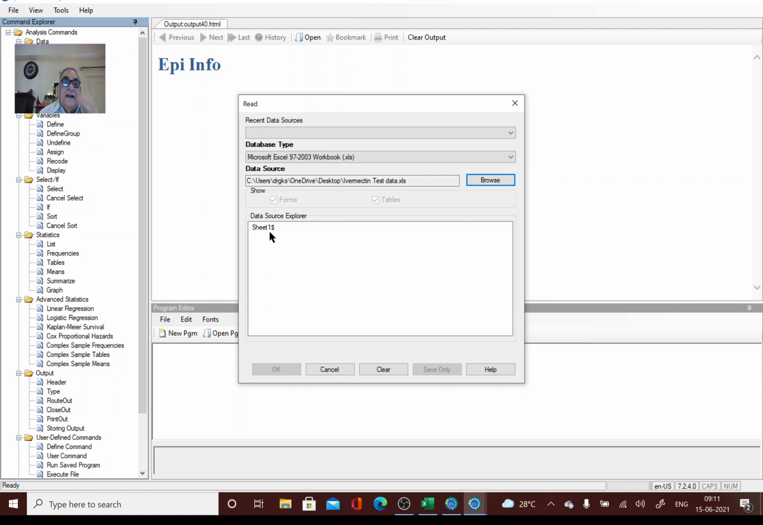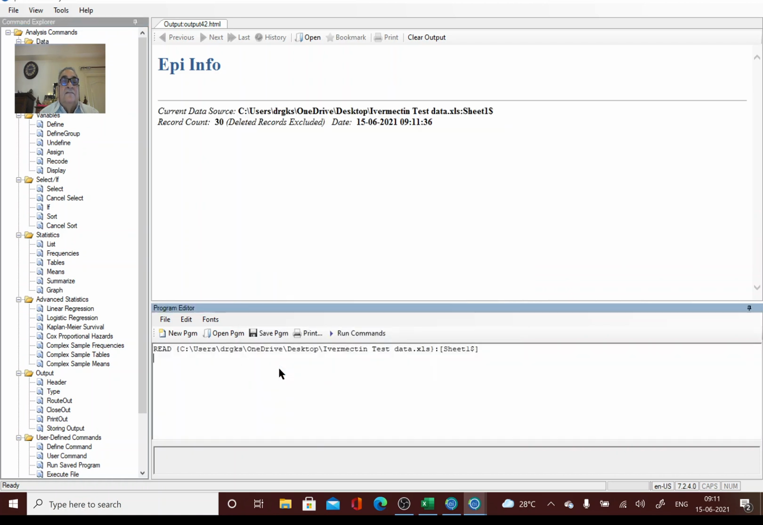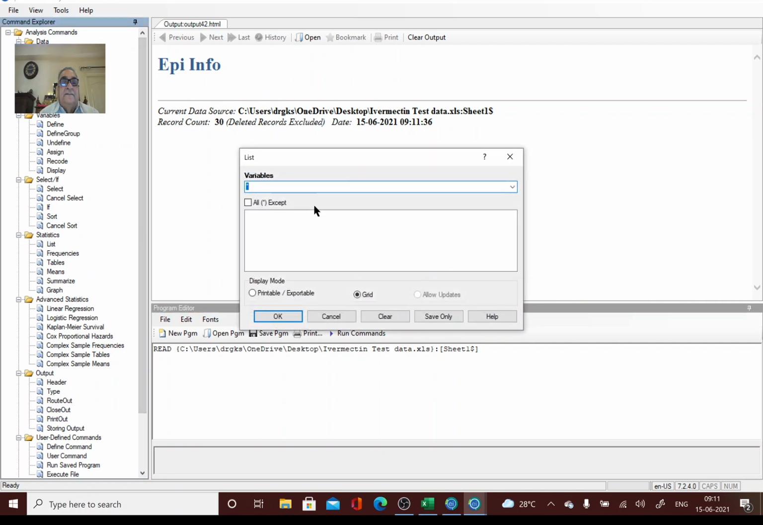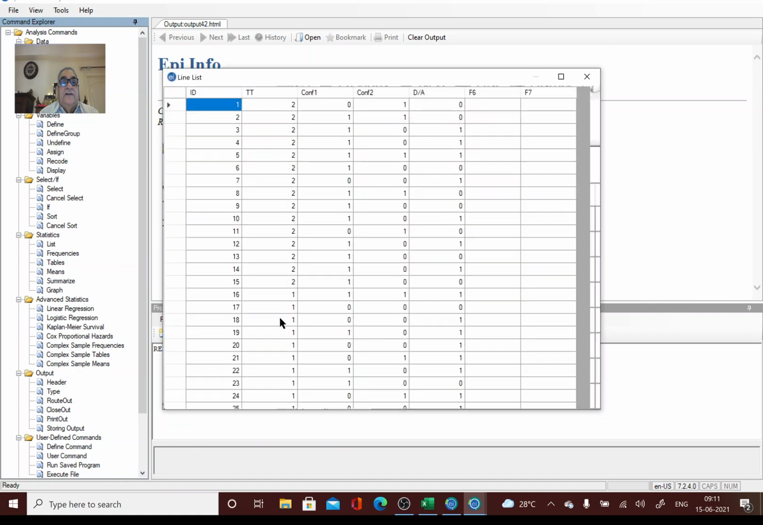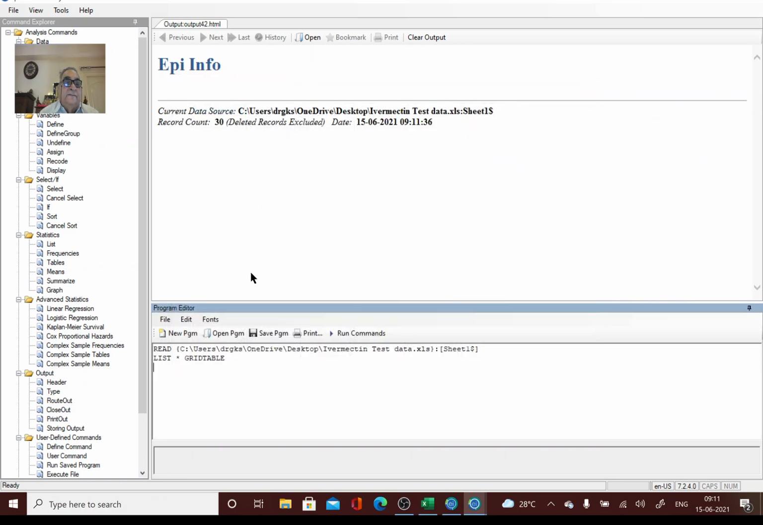it says is the data in sheet 1, we say yes it is, and we say OK. So it tells us that there are 30 records, and we first of all list the variables to see that we are studying the same file. Then we close this list and we make tables.